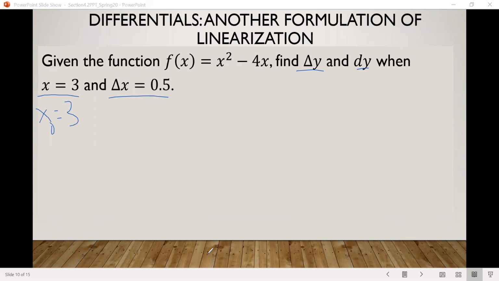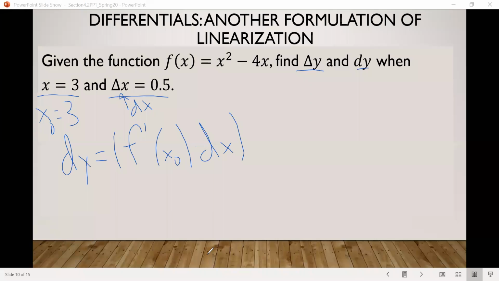So what we can do then to find, and we're actually going to start with finding dy. So recall that the formula we found was f prime of x sub naught times dx, which I should also point out, remember that delta x is the same as dx, so we know dx is 0.5. So we actually have one part of this formula, right? We know that dx will be 0.5. And we just need to find f prime of x sub naught, which we can do.